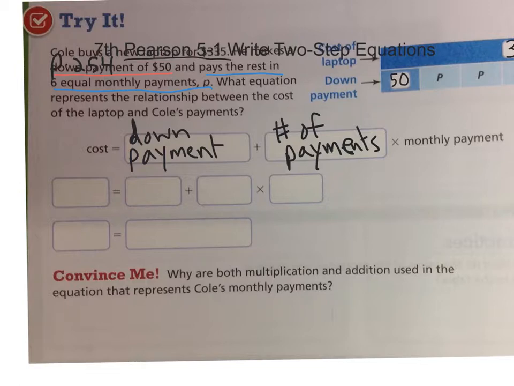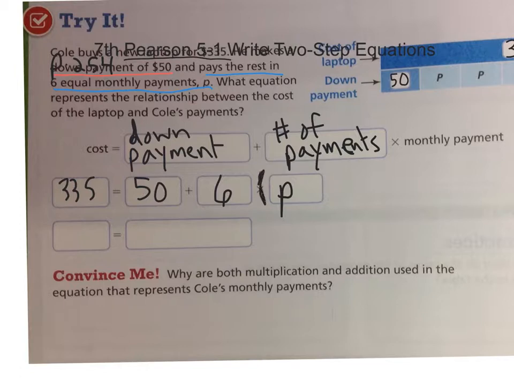Then we're going to translate this over into some numbers here. So the cost, we know the cost of the laptop was $335. We just said they made a down payment of $50. And then how many payments are they making? 6. Okay, and how much are they paying each time? P, good. Now, the book is using the multiplication symbol.